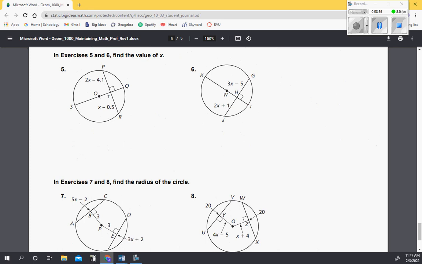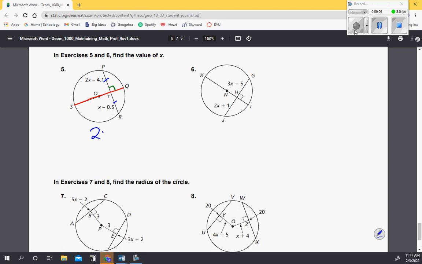In 5 and 6, it says find the value of x. So we have a diameter here because this is a chord that goes through the center of our circle. This 90-degree angle is very useful. This tells us that the two parts, PT and RT, have to be congruent because it bisects. All right, it's a 90-degree angle. It tells us it's a bisector.